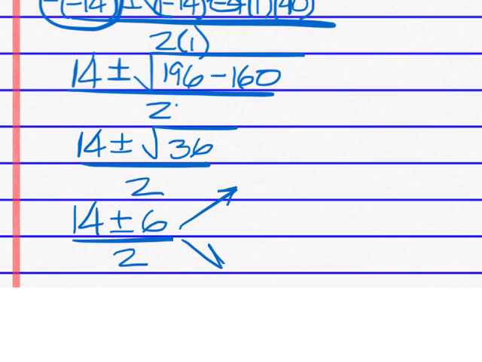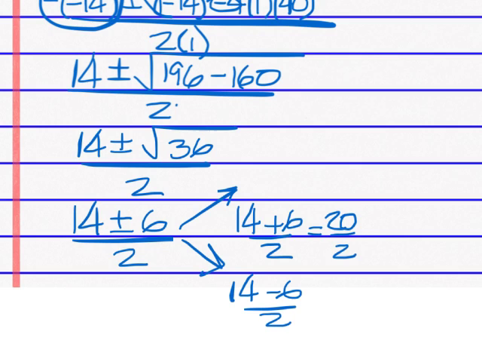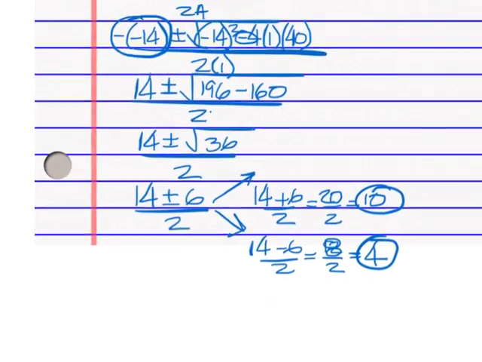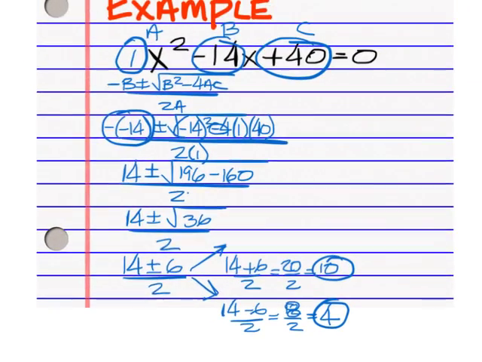And you have two problems to do now. 14 plus 6 over 2 and 14 minus 6 over 2. That's 20 over 2 and 12. Not 12, actually that's 8. 8 over 2. So your answers should be 10 and 4. Any questions on that one?